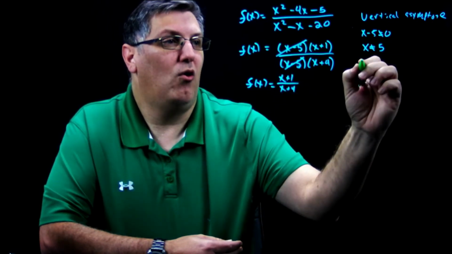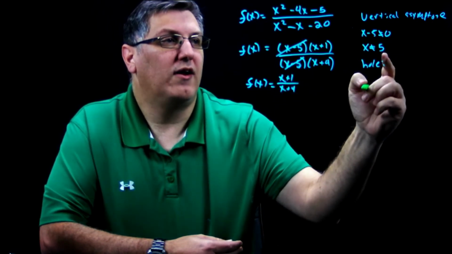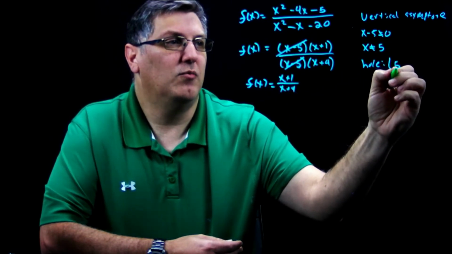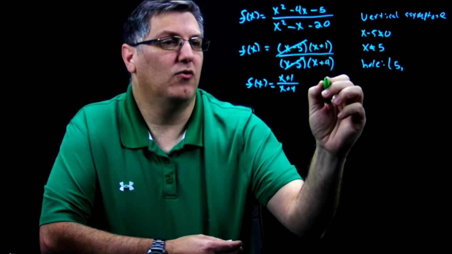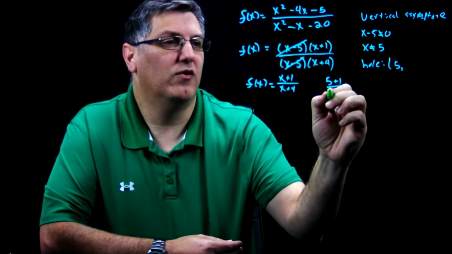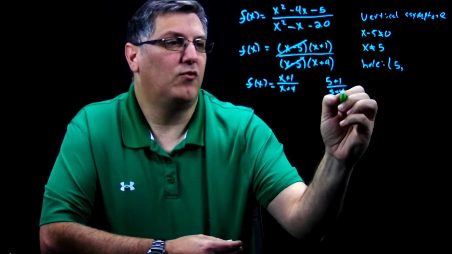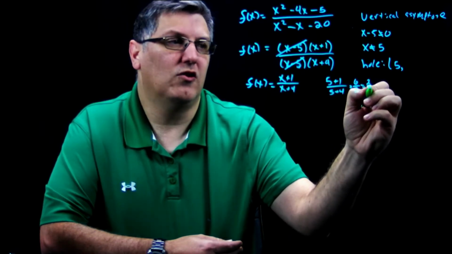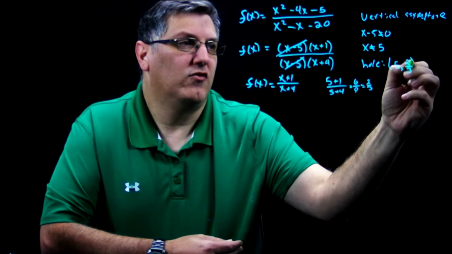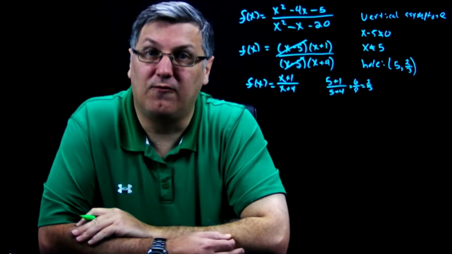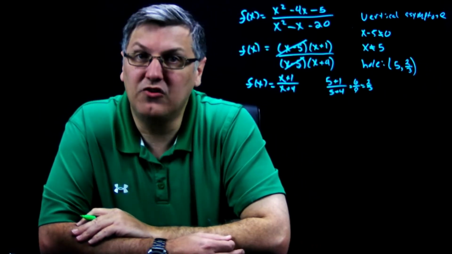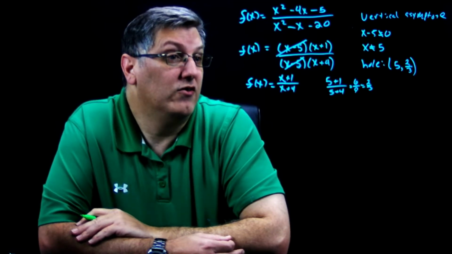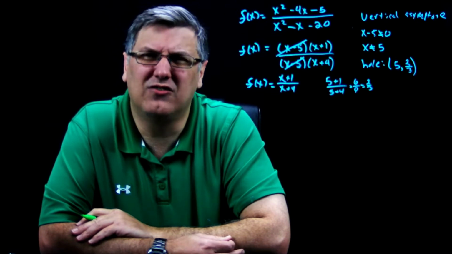Now, for my hole, all I have to do is take this and plug it in there. So I know my x value is going to be 5, so I'm going to do 5 plus 1 over 5 plus 4, which gives me 6 over 9, which is 2/3. Voila. So there's my hole. That wasn't hard to find since it was there, and we're building up to actually sketching these.